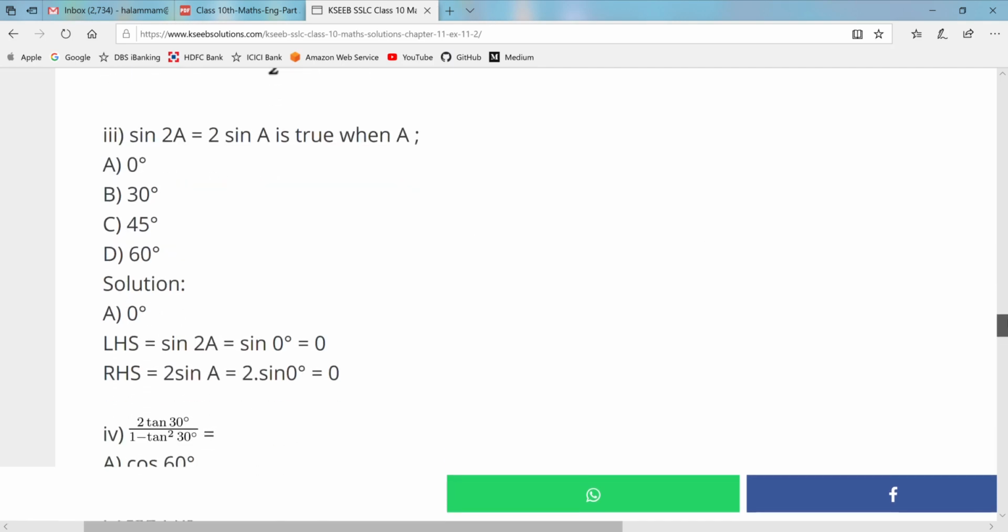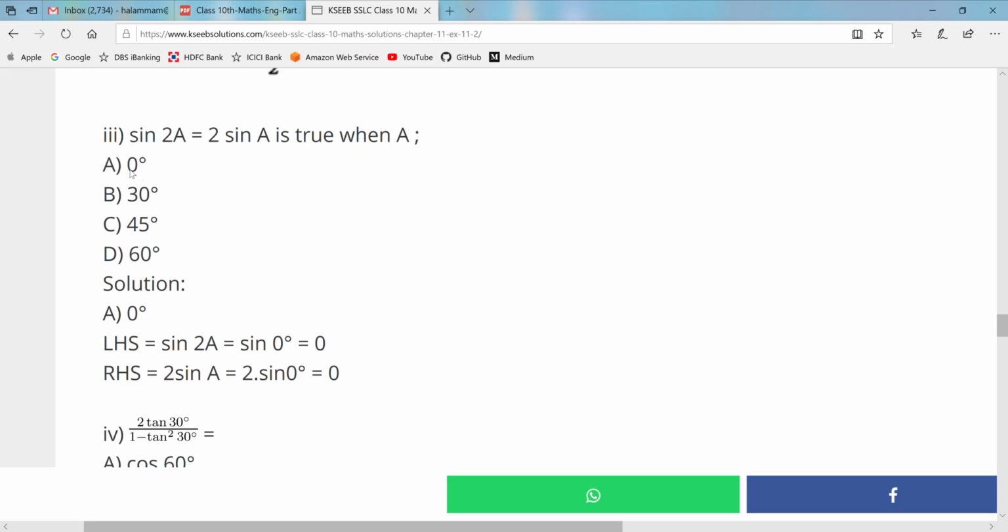Next type of the question is, check whether sine 2a is equal to 2 sine a, when a is which angle. Sine 2a is equal to 2 sine a only when the angle a is 0 degree or 30 degree or 45 degree or 60 degree. We have to check here. Here they have taken the LHS and the RHS separately. So take the LHS and put all these 4 values. LHS and RHS both you have to take.